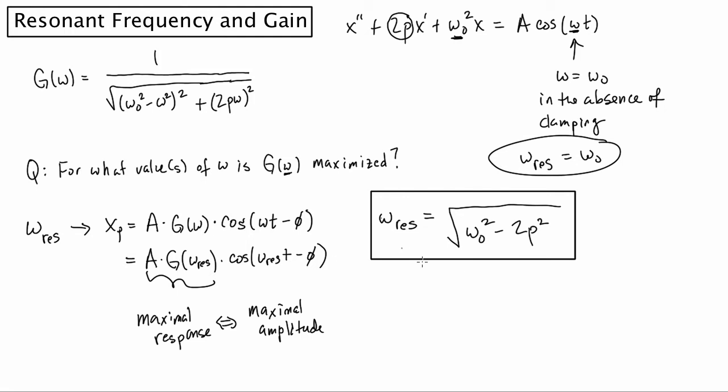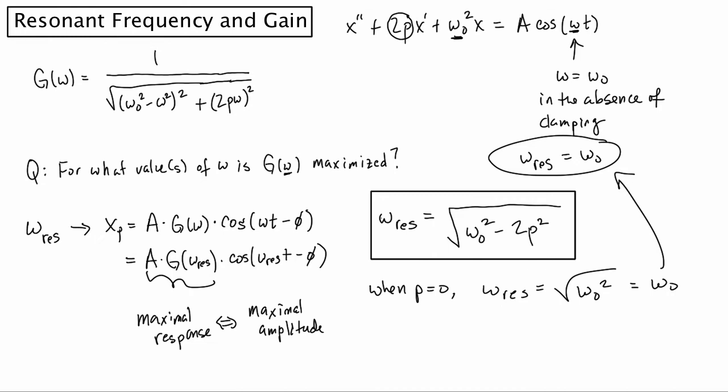And so this turns out to be the resonant frequency, and what I want you to notice is when p is equal to 0, meaning there's no damping, then the resonant frequency is the square root of omega naught squared, which is omega naught, which matches what we predicted before because we've looked at this in the case where there wasn't any damping. So this turns out to be the resonant frequency.